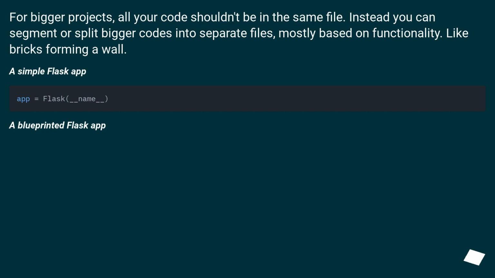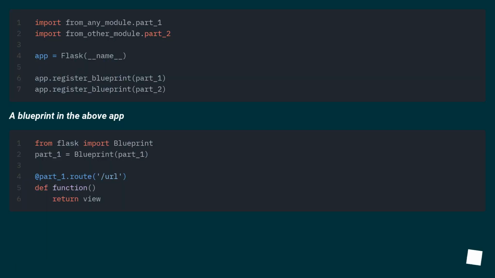For bigger projects, all your code shouldn't be in the same file. Instead, you can segment or split bigger codes into separate files, mostly based on functionality, like bricks forming a wall. A simple Flask app. A blueprinted Flask app. A blueprint in the above app.